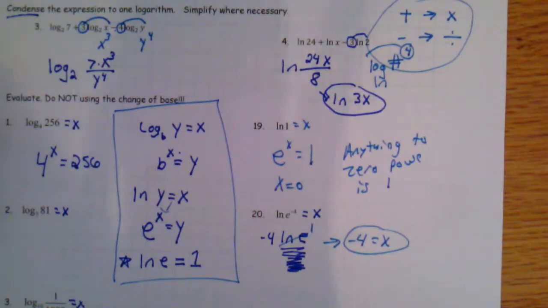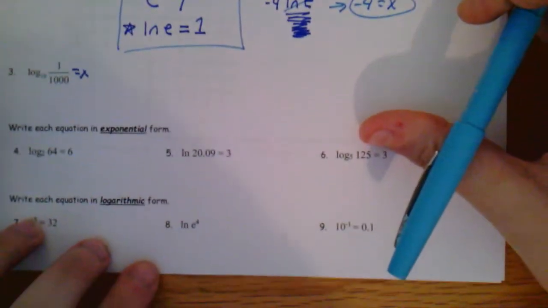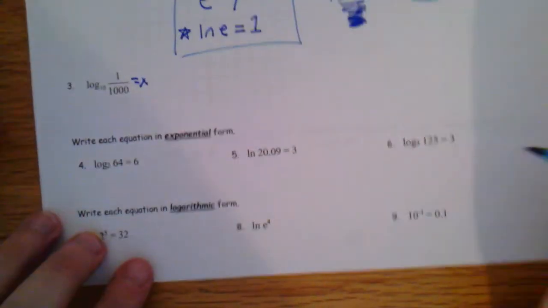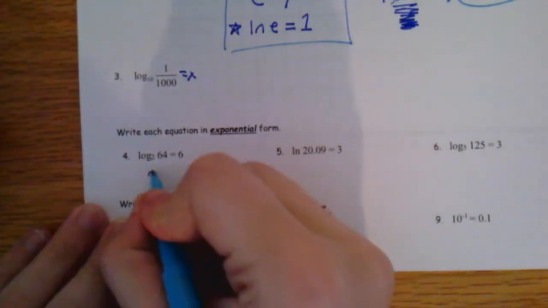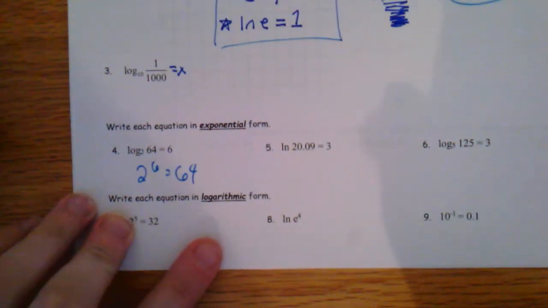But that section is a big portion of the test. So using those rules, we can look at some examples down here. The first one, again, assuming you know these boxes, should be a really quick thing. You get 2 to the 6 power equals 64, done. No work has to be done.